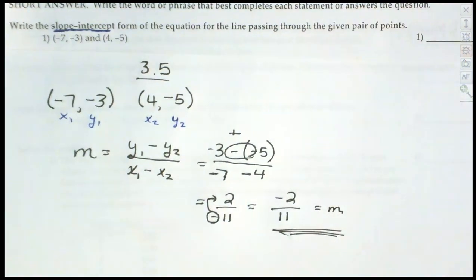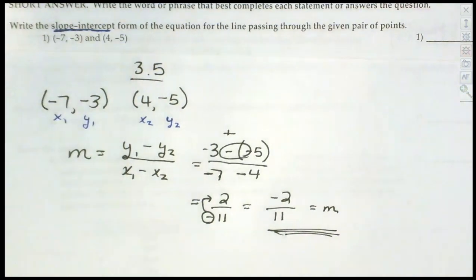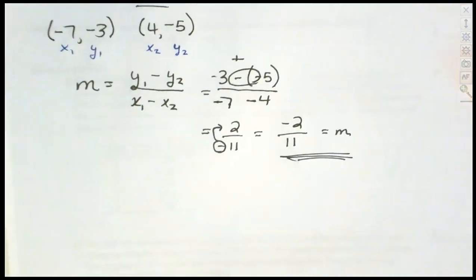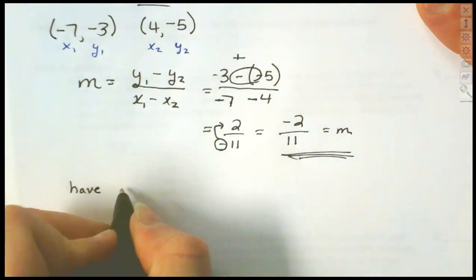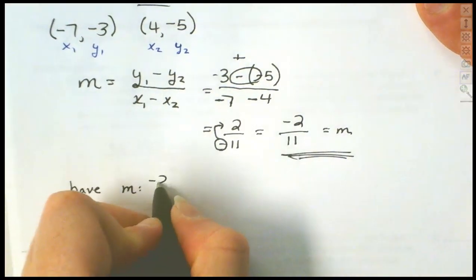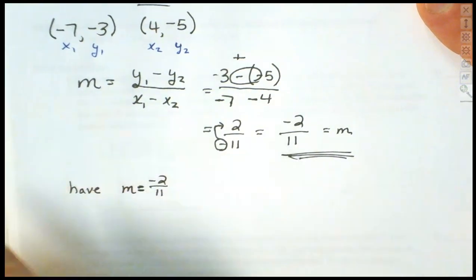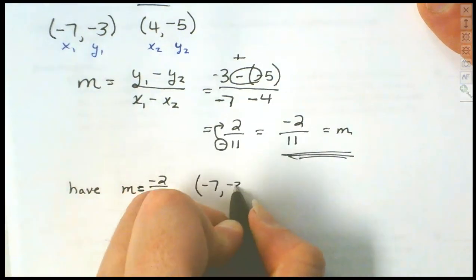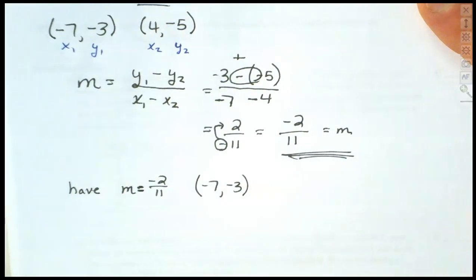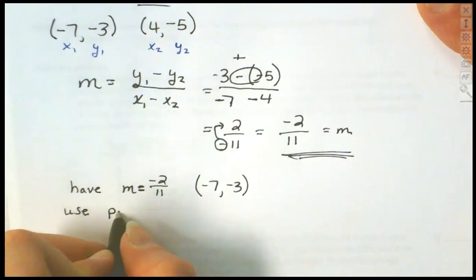So we just used our slope formula here. We have our slope. Now what do we have? Okay, now we have what we need. Because we now have a slope, which is minus 2/11. And we also have the point. You can use either point. We'll just use that first one. Minus 7, minus 3. So now we have a point and we have a slope. So we're going to go back and we're going to use our point slope formula.